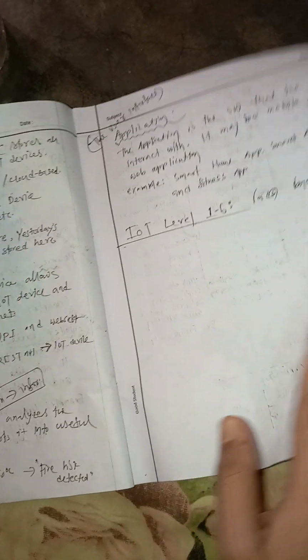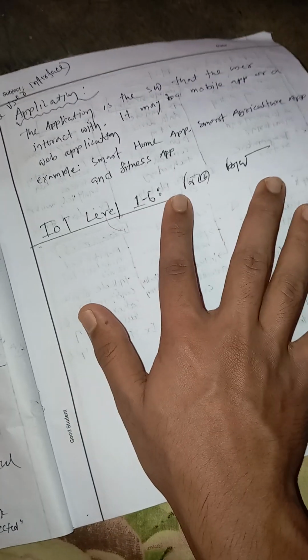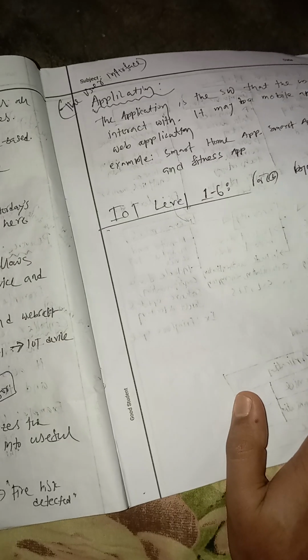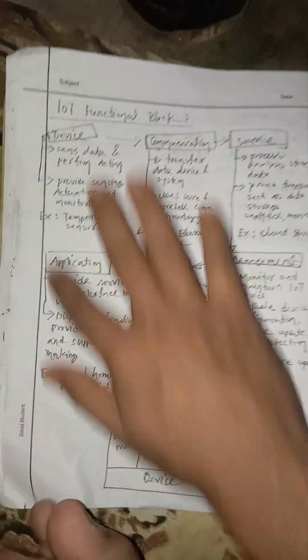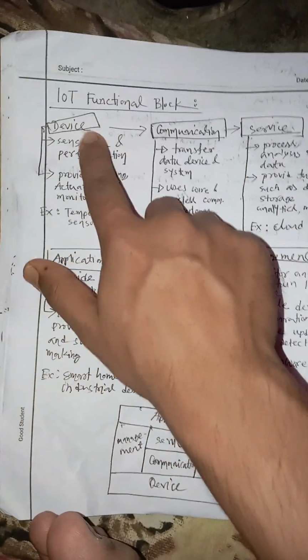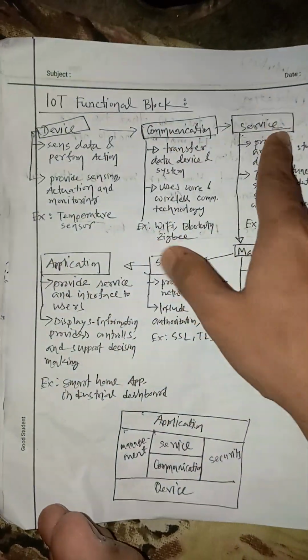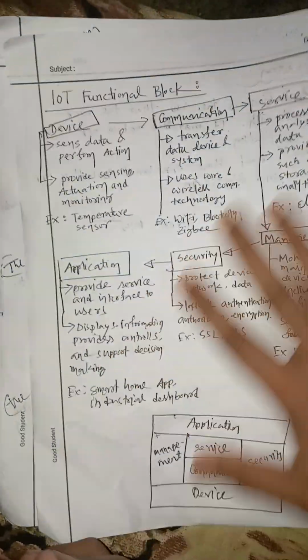Then there is IoT level 1 to 6. You have to describe it perfectly. Okay, you have to spend 1 to 1.5 hours here. Then there is a missing concept of chapter 1. What is the IoT functional block? The IoT functional blocks: device, communication, service, and you have to write the blocks perfectly.